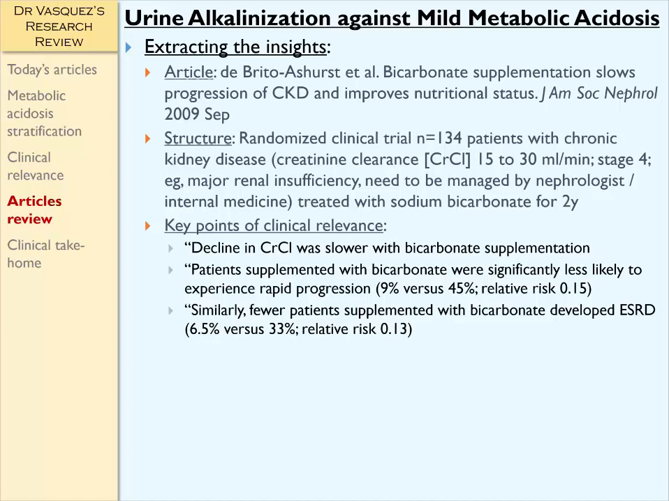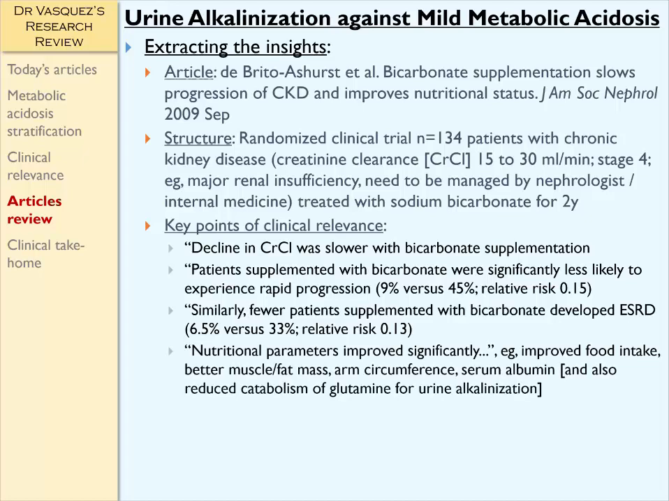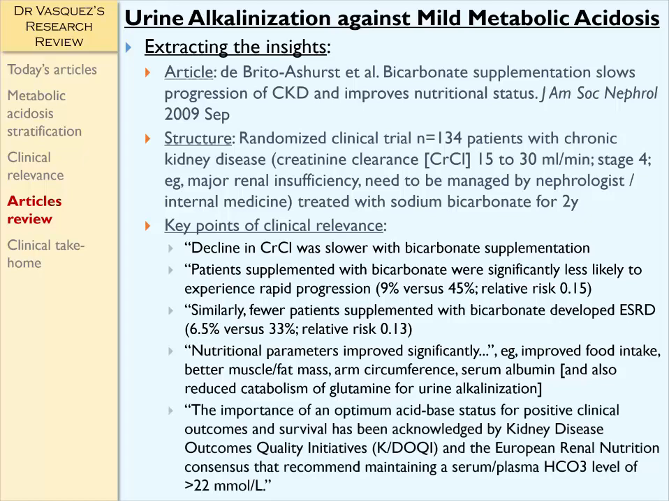Obviously, that's a very huge difference. Nutritional parameters improved significantly. This included improved food intake, better muscle and fat mass, increased arm circumference, increased serum albumin, which may have been due to the improved food intake and also due to reduced catabolism of glutamine for urine alkalinization.